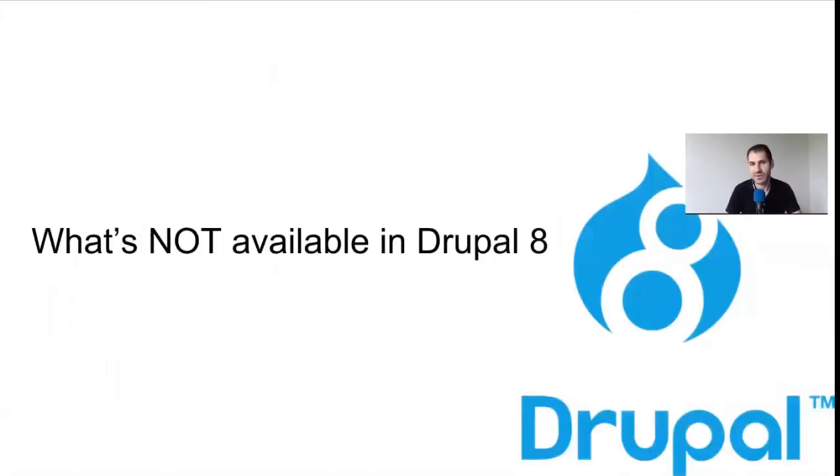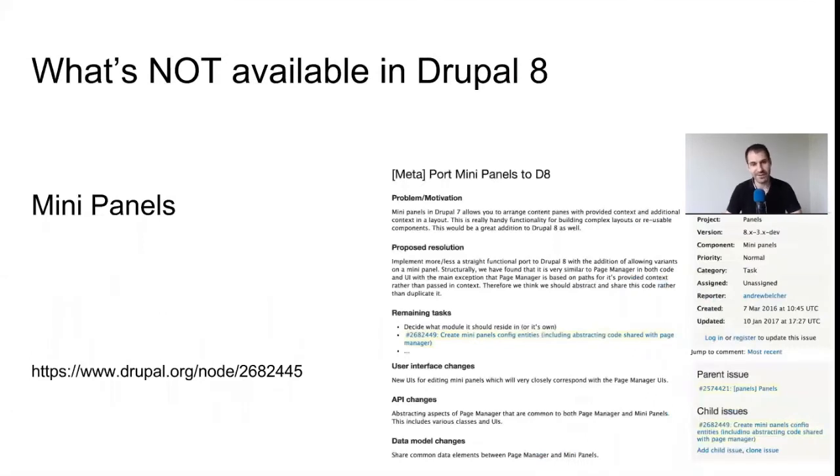So what's not available in Drupal 8? Not everything has been ported across, okay? The first one, which I did a bit of research just recently, was mini panels. Now in Drupal 7, you had a submodule in panels called mini panels, and essentially what it allowed you to do is panelize the individual panel panes. So in Drupal 7, the individual blocks of content were called panel panes, and you could panelize those panel panes. So essentially it was a panels within a panel.